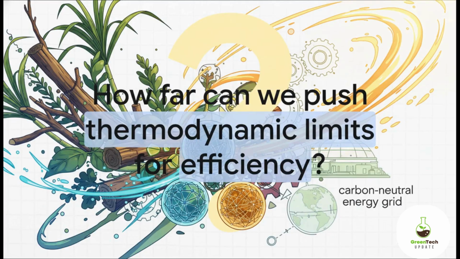As we design the sustainable bioenergy systems of the future, I want you to think about this. By deeply understanding that triad of cellulose, hemicellulose, and lignin, and integrating these specific predictive models, how far can we push the thermodynamic limits? How close can we get to a genuinely carbon-neutral energy grid?